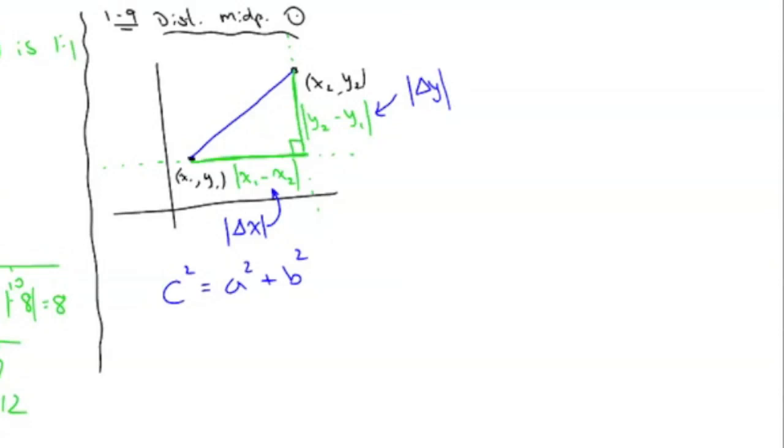All right, in this case, we're going to call this side d for distance. So d squared equals a squared plus b squared, which is the absolute value of the change in x all squared plus the absolute value of the change in y all squared.